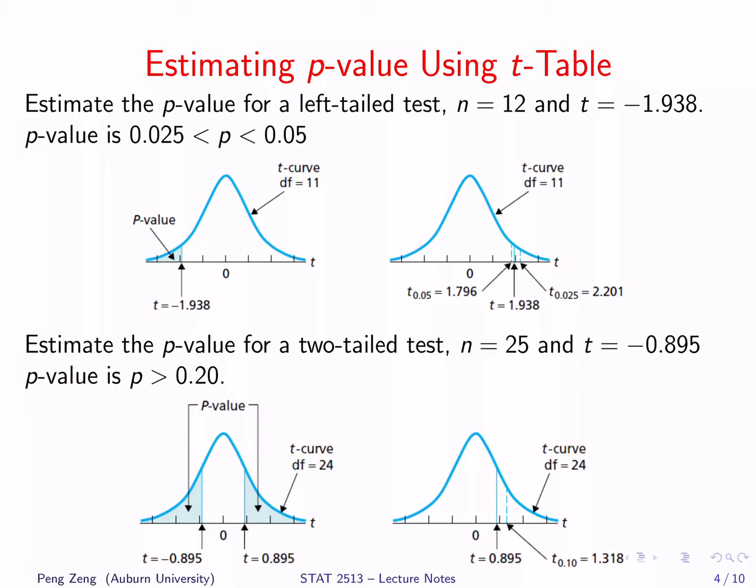Because the t-value 0.895 is smaller than 1.318, which is t.1, we know that the probability to the right of 0.895 is larger than 0.1. Therefore, the p-value is larger than 0.2. If the significance level is 0.05, we do not reject H0.